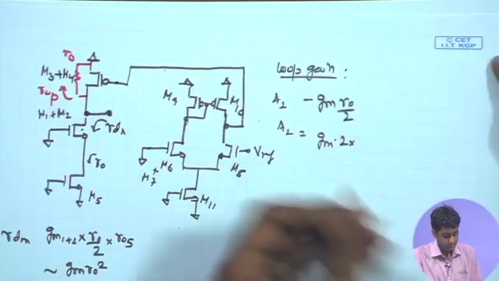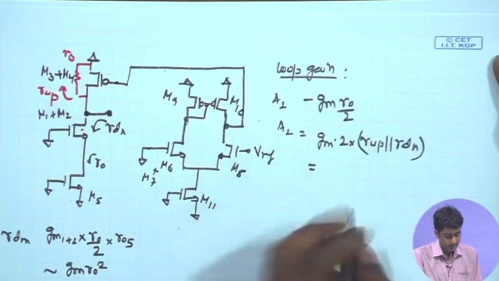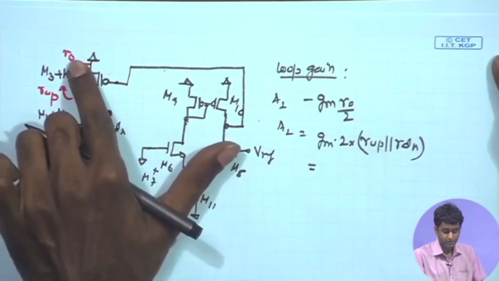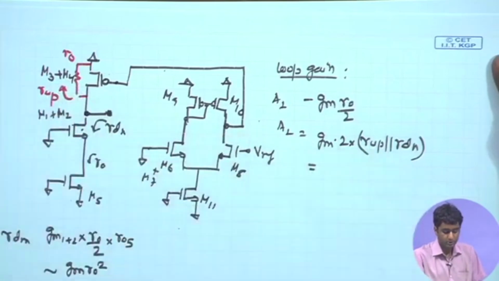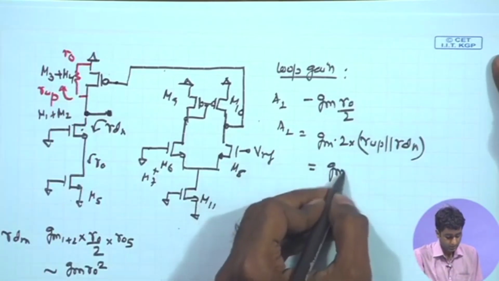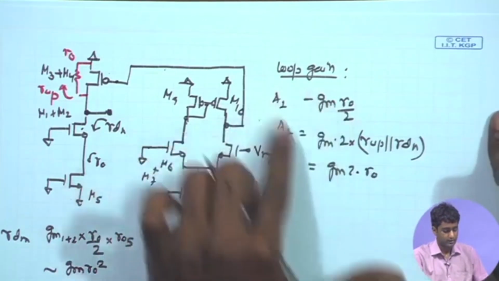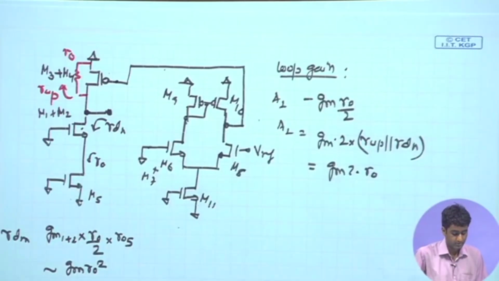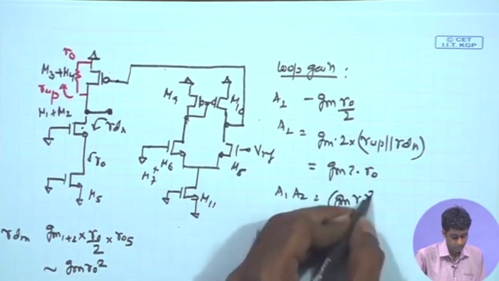So, I can write this down as R up parallel R down, and we know that R down in this case is much larger, GM RO square, GM RO times RO, where R up is just RO. As a result, R up will be the dominating factor, the smaller one will be the dominating factor. As a result, I can just write down the overall gain as 2 GM times RO, and as a result, the total gain combined A1 A2 has a GM RO square expression. So, overall loop gain A1 A2 is a GM RO square expression, as we expect.